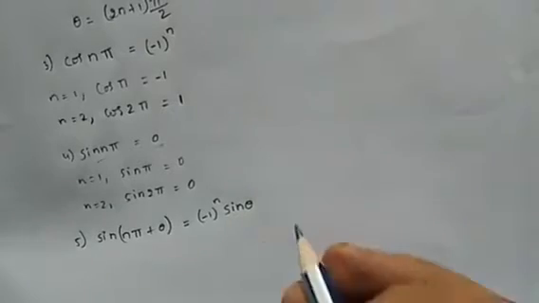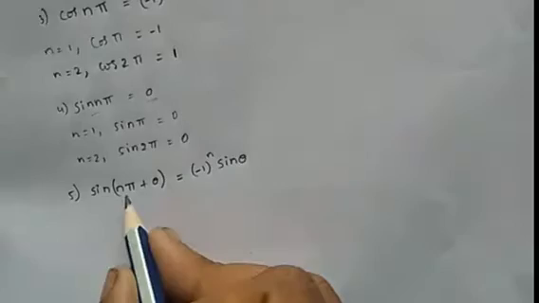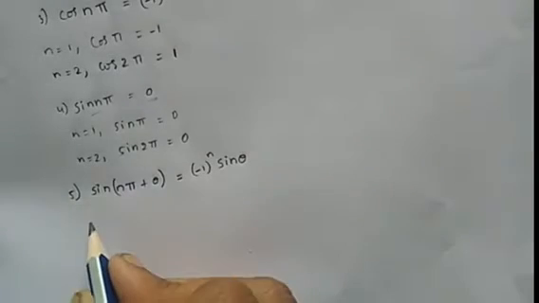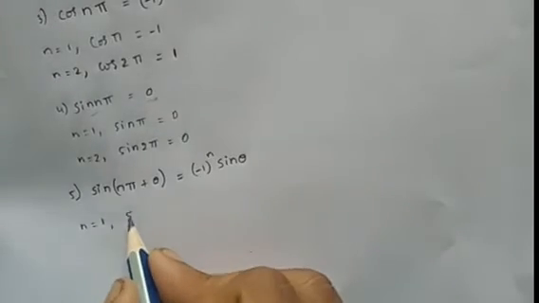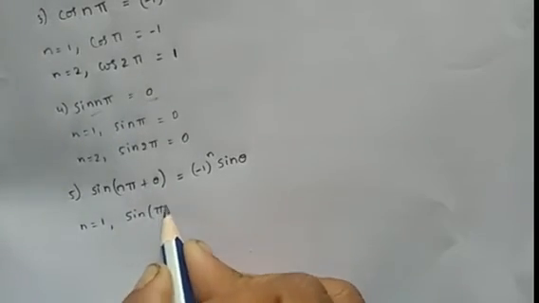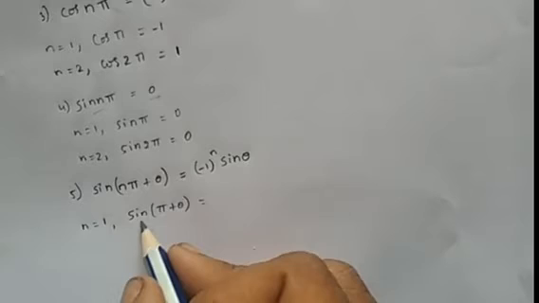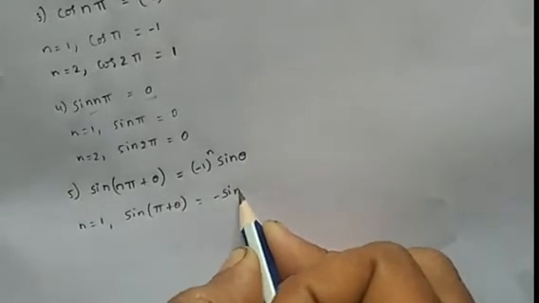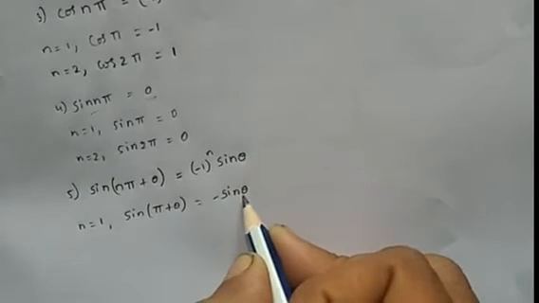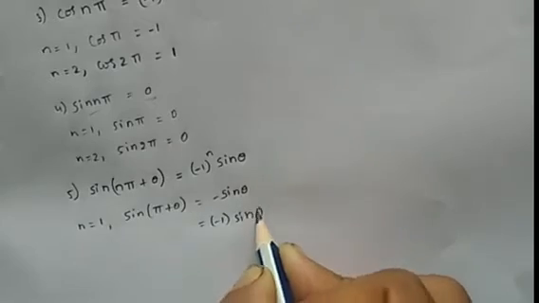That value is minus 1 all to the power n sin theta. If you apply n equal to 1, you get sin of pi plus theta. 180 plus theta is in the third quadrant. In the third quadrant sin will be negative. So you get minus sin theta, which is minus 1 into sin theta.